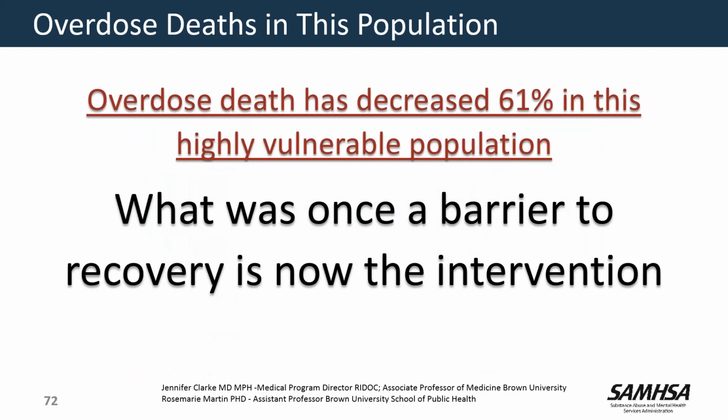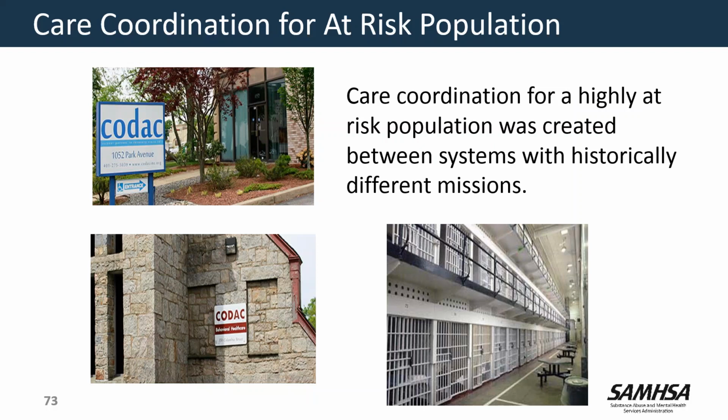I'm sorry, I'm struggling for words here. I still get moved by this. If you think about it, overdose death has been decreased 61% in this highly vulnerable population. That's just not seen in medicine that quickly. So in speaking about incarceration, what truly was once a barrier to recovery is now the intervention. Care coordination for a highly at-risk population was created between systems with historically different missions.